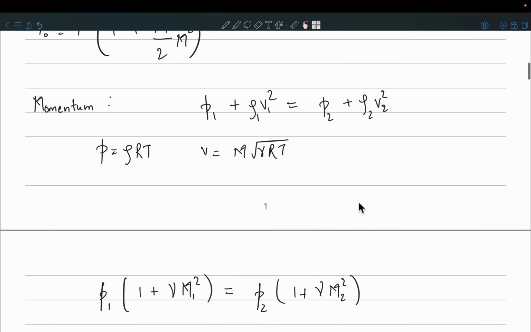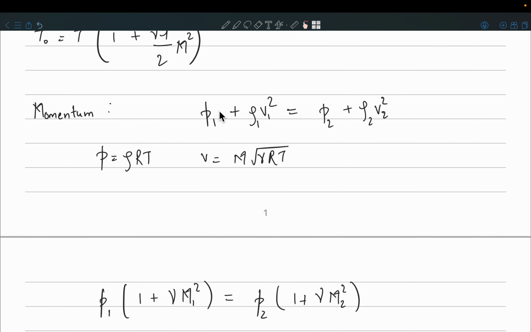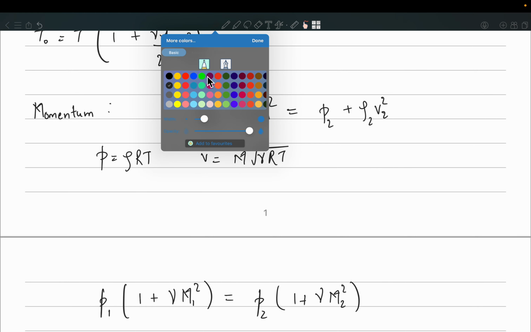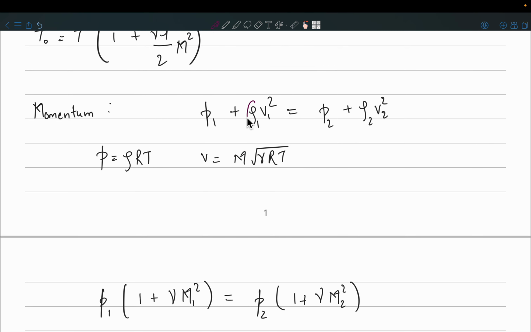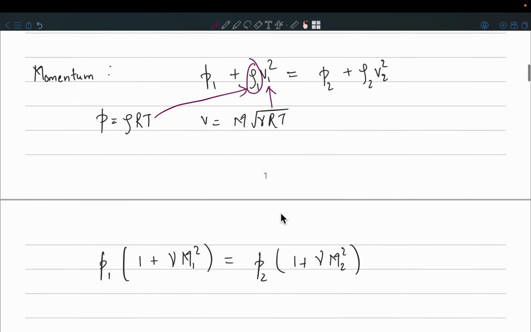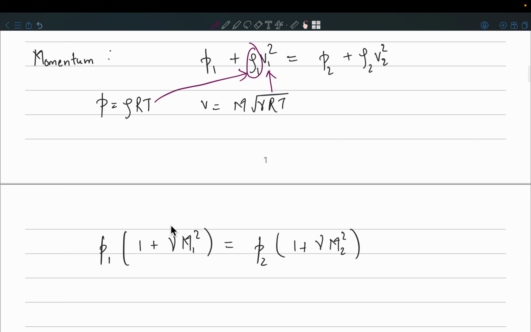Okay, so this is the momentum equation. This you are aware of, right? So what I have simply done here is I've used the state equation and replaced the density. You see this density term, that I have put in terms of pressure and temperature using the state equation. And the velocity I have put in again in terms of Mach number and temperature. So that will give you this equation. Do you want me to derive it?